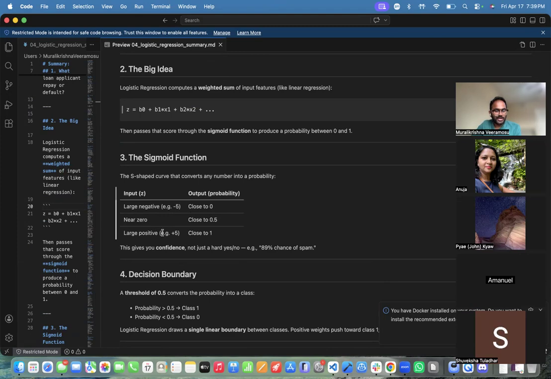So if the value of the sigmoid function is a large positive value, then it is close to 1. If the value is a large negative value, it is close to 0. When the value is near 0, it is close to 0.5.